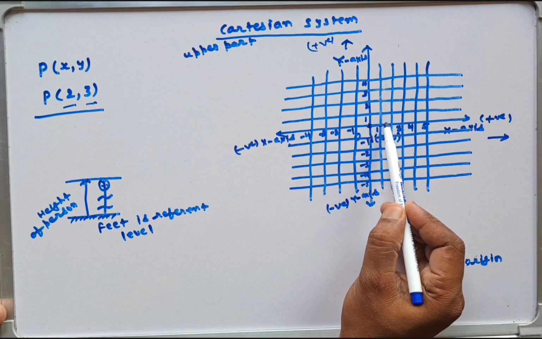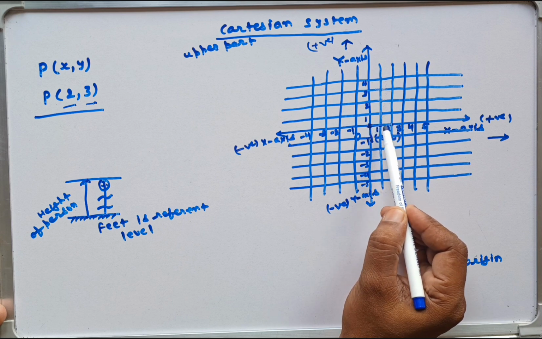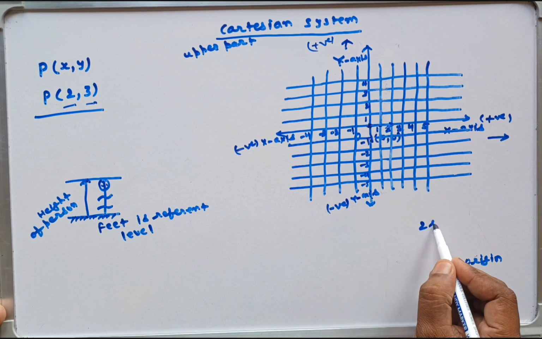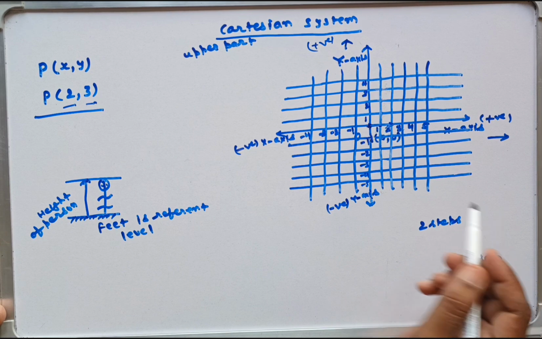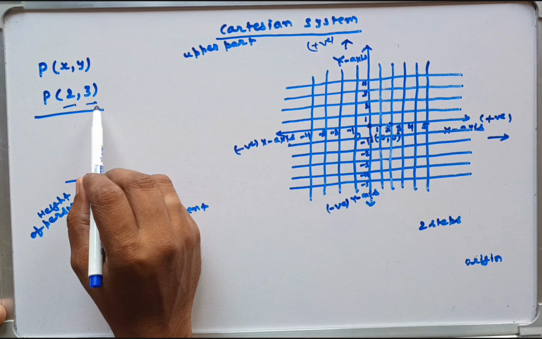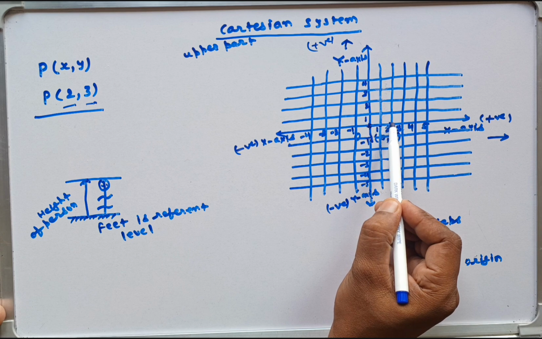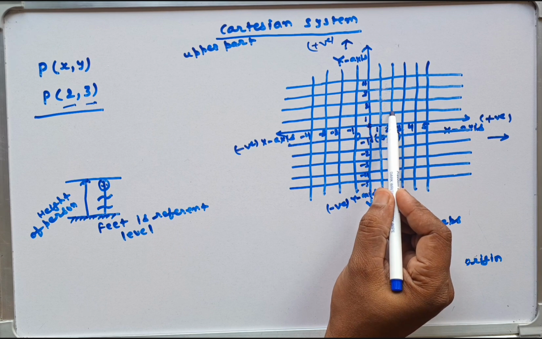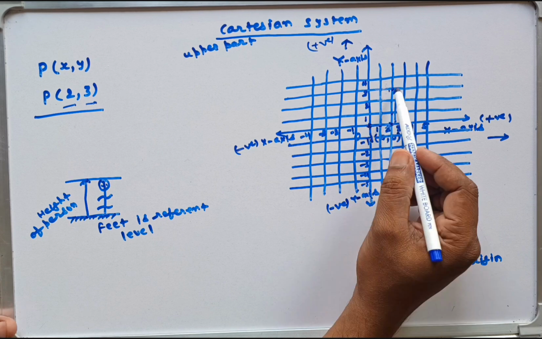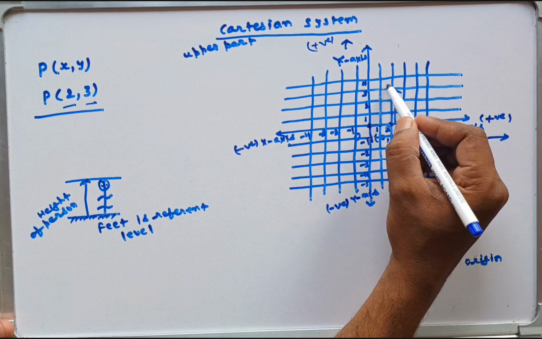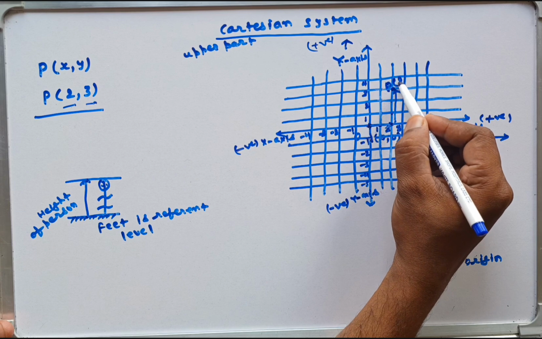So we come here by moving 2 steps. And when we move vertically from here along the y-axis, we move 3 steps, 1, 2 and 3. So this point has the coordinate P equal to (2, 3).